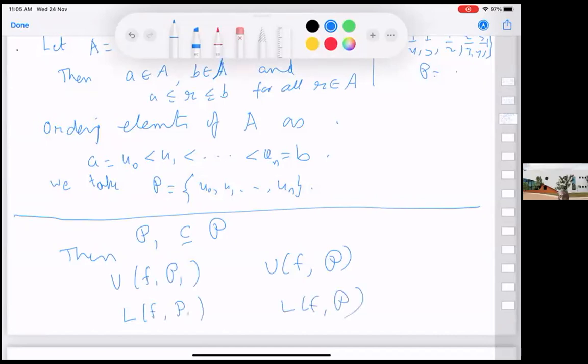So if we add more points, what happens to the upper bounds and lower bounds? Any guesses? Sir, I think the upper bounds would decrease and the lower bounds would increase. Yes. And the reason is we can now imagine the first part which I had showed.